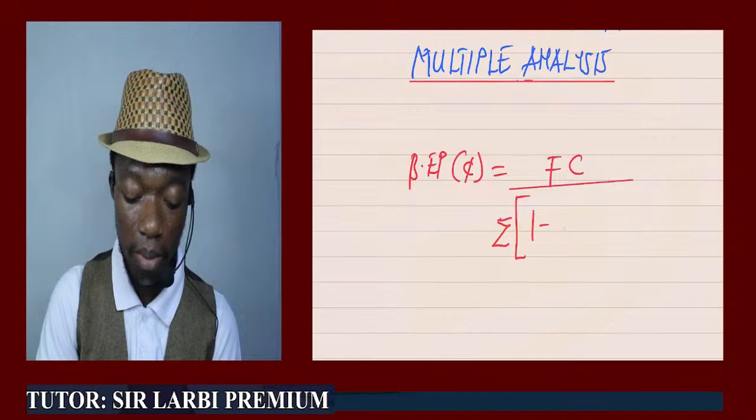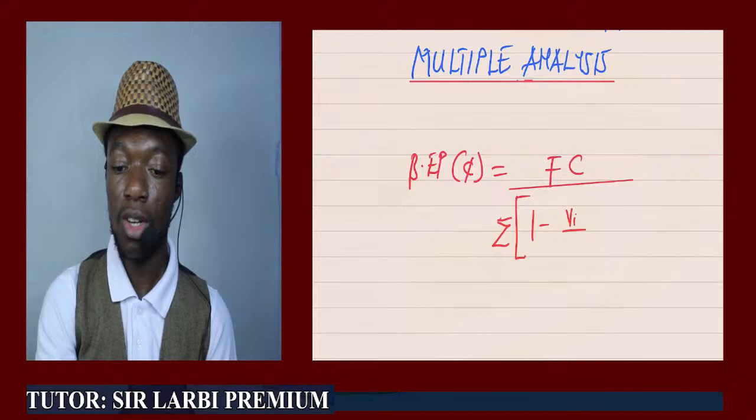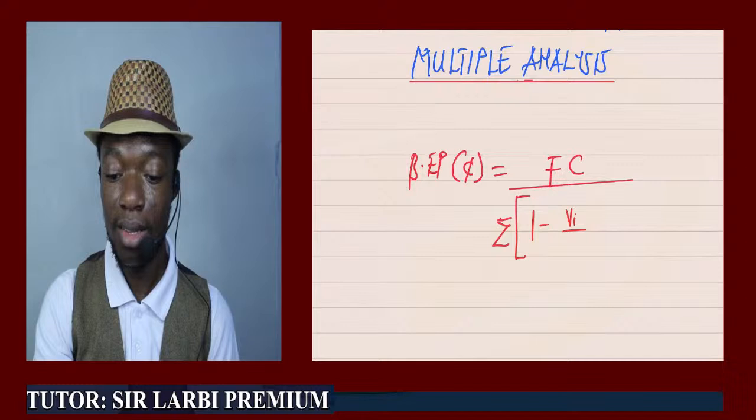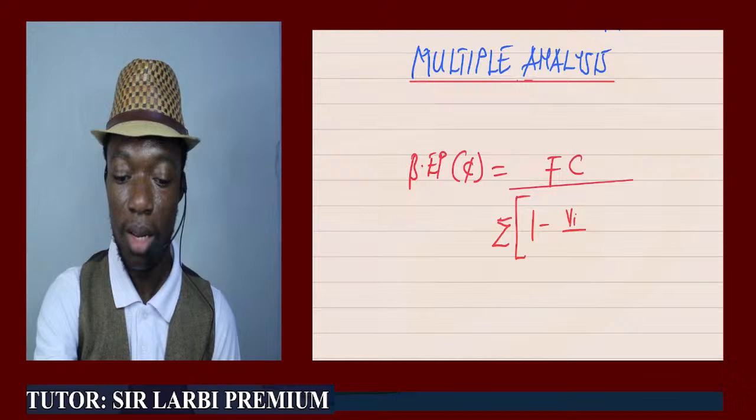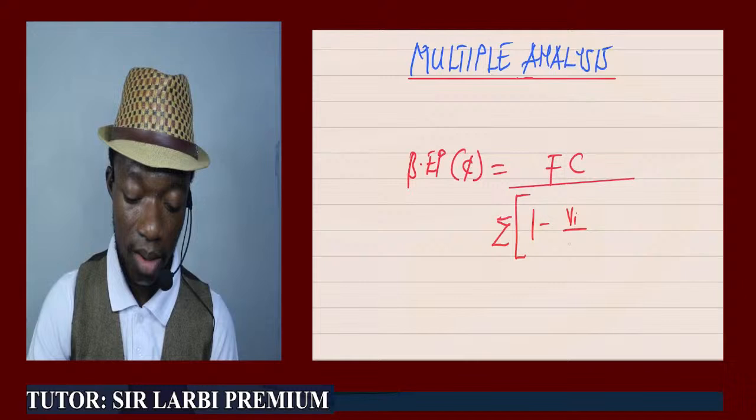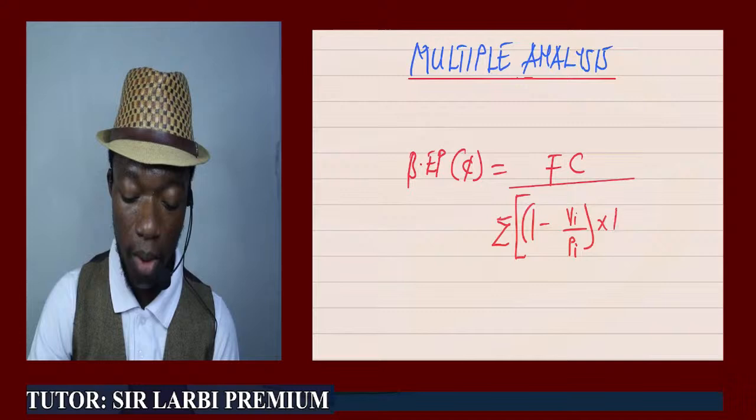Let me check the formula so that you know that we are on the right track. A certain thing, you just want to keep it sweet and simple. So I think I need to get my formula book. Okay, so it is 1 minus VI over PI, multiplied by WI, being the weight.